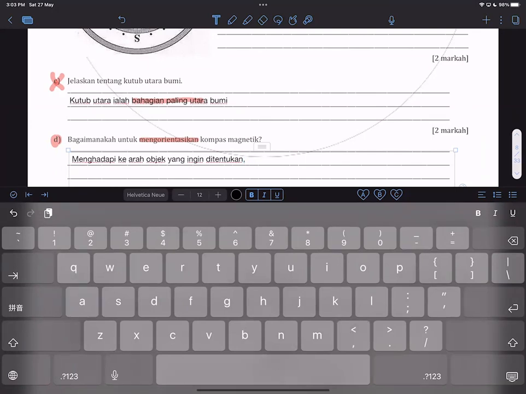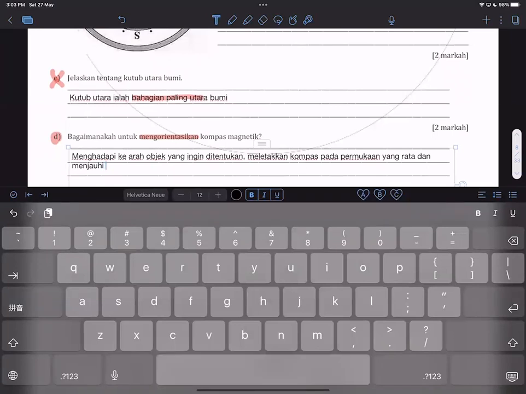So comma, after that, meletakkan kompas pada permukaan yang rata. Okay, so this is not 5 marks, which means we use dan permukaan rata dan menjauhi sebarang objek logam. So this is your second mark, and then we slowly rotate the compass needle, aligning to the north direction on the compass surface.